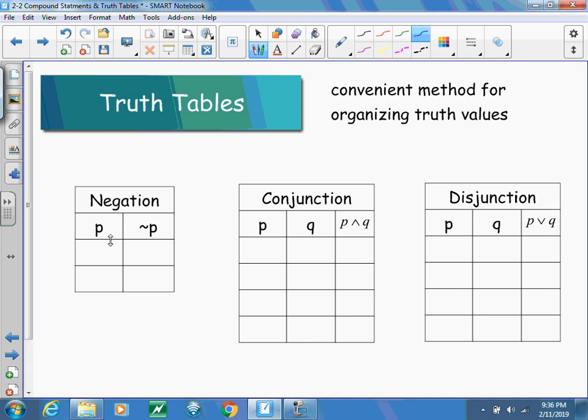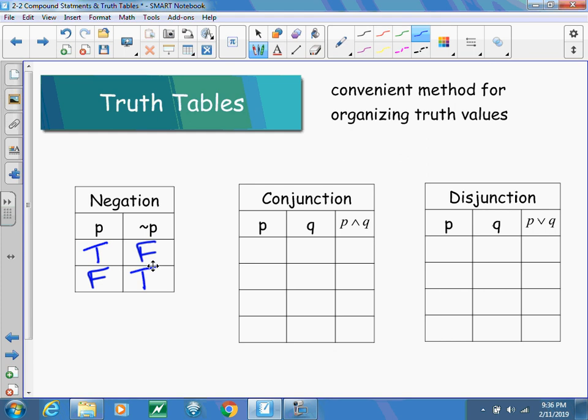So when we talk about a negation and we just work with one statement, statement P has two options. It could be true or it can be false. And so when I look at the negation of P, if it's true, the negation of that is false. The negation of false then is true. It's just creating the opposite effect.